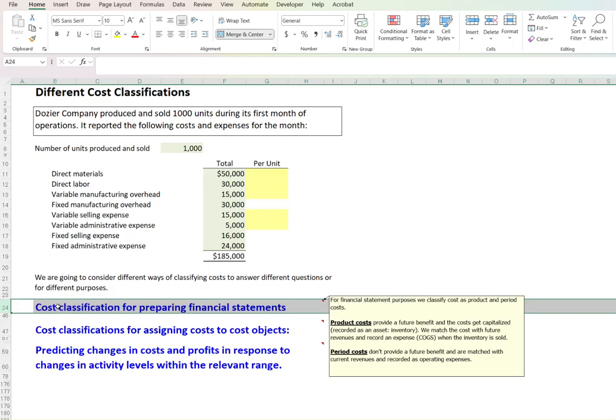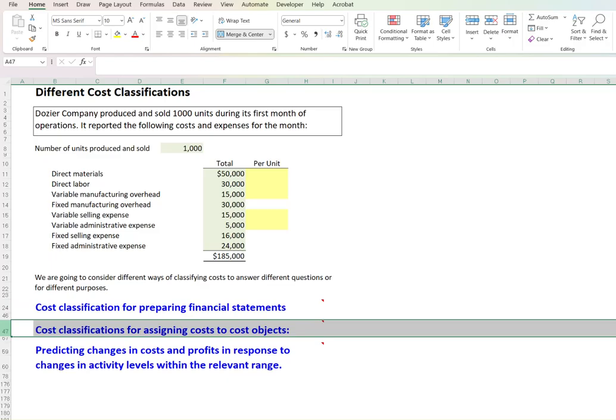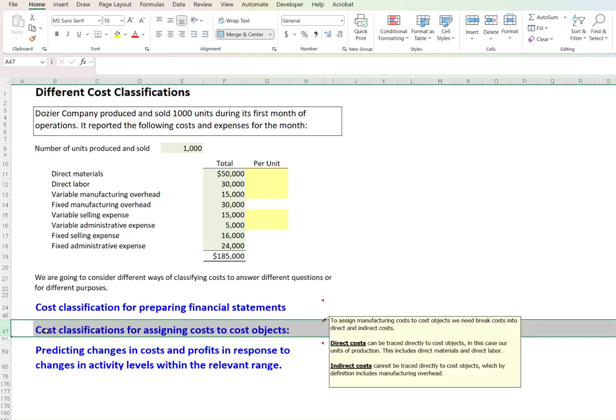Another way we can break down this $185,000 costs is if we have a goal of assigning them to particular cost objects. And to do that, we need to break our costs down into direct, those that we can trace directly to a particular cost object. And that cost object can change, and we'll talk about that here in just a second, or indirect, and those are costs that can't be traced directly to a cost object, but instead need to be allocated.